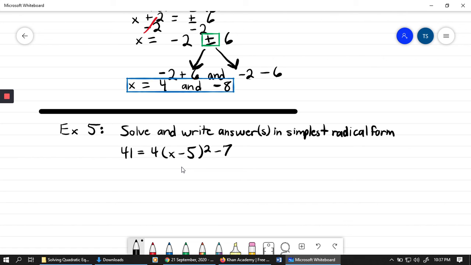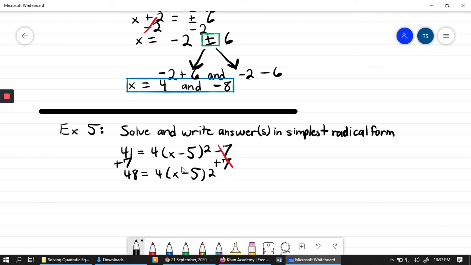So we need to remove those parts. Use inverse operations to cancel them out, get them on the other side. So let's add 7 to both sides. That gives us 48. And of course those 7s cancel out on the right side. And then we've got that 48 is equal to 4 times this thing here being squared.